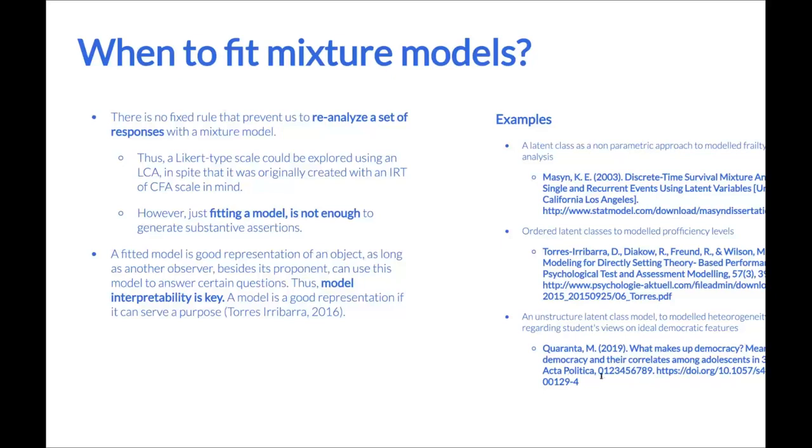And finally is the example of Quaranta, who used a latent class analysis and an ordered one to represent the response patterns of the students and to use a typology to represent how a student thinks about what are the ideal features of a democratic system. And this is the example that we're going to talk about.